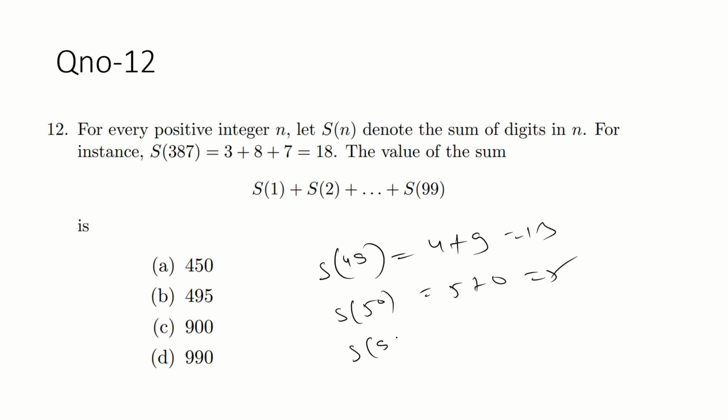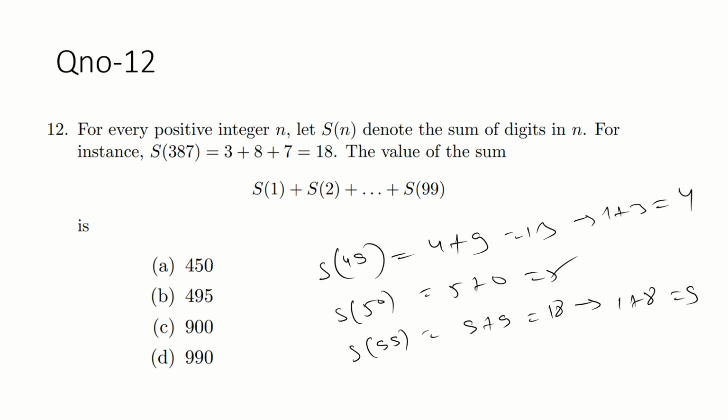So S99 is equal to what? 9 plus 9, that is 18. And again it follows, 1 plus 8, that is 9. 1 plus 3, that is 4. Okay, so that is given. S of n is basically the summation of its digits. So what is the value of this sum, S1 plus S2 plus dot dot dot plus S99? Okay, so that is the question.